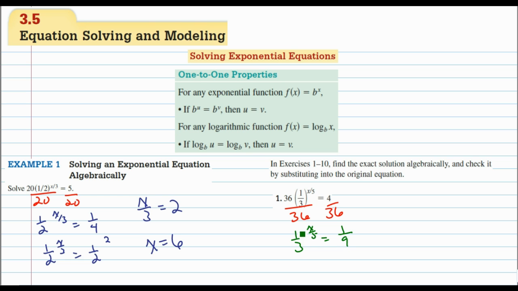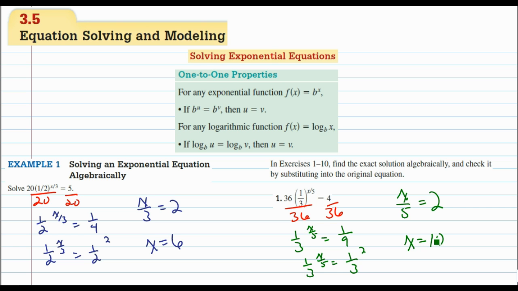On the left I have a base of 1/3, and on the right I have a base of 1/9, but I know that 1/9 is 1/3 squared. So I'm going to rewrite 1/9 as 1/3 squared. So now that I have the same base on both sides of my equal sign, their exponents are going to be equal. So x over 5 equals 2, multiply both sides by 5, and x equals 10.